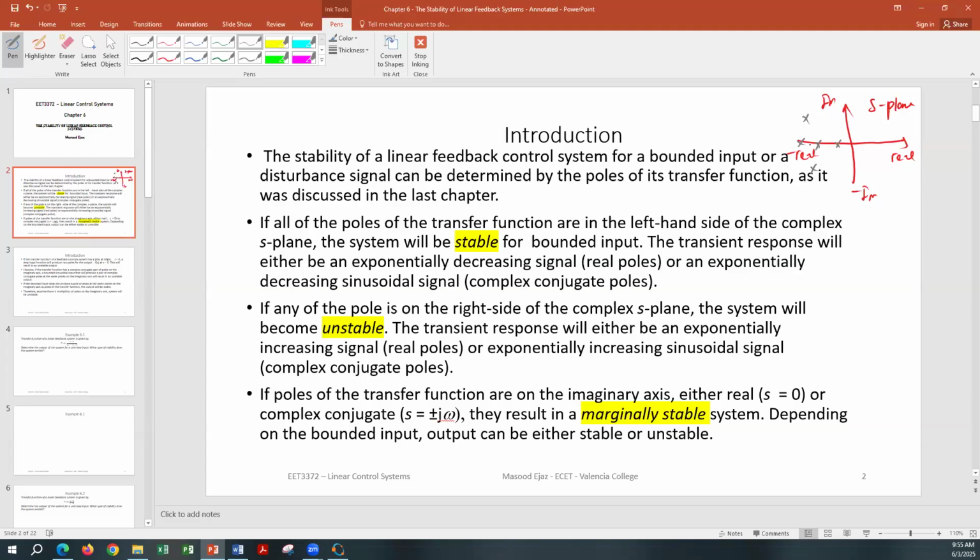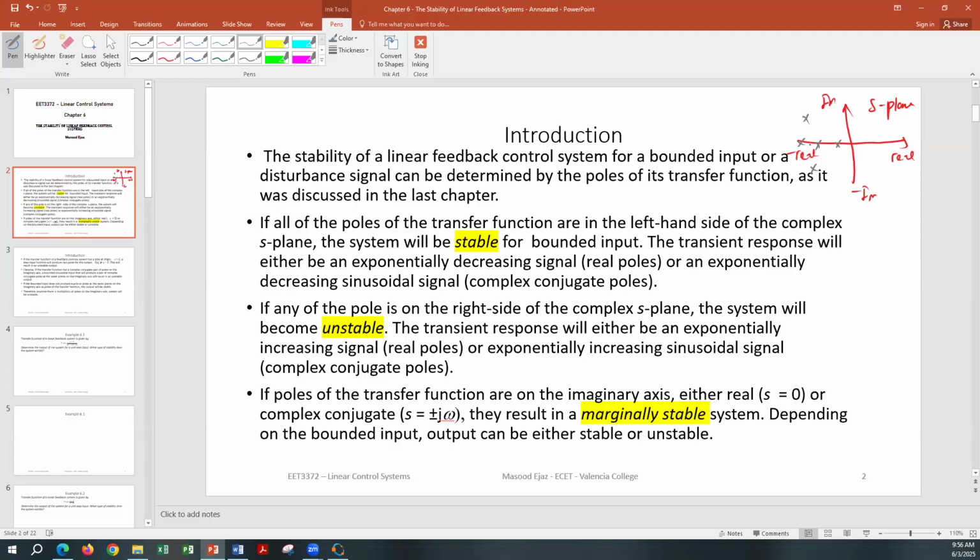So if your input is a stable input, or what we call a bounded input, it means an input that, when you are increasing the time value, is bounded between two limits or two values, like a sinusoidal value or a DC value. Those inputs are called bounded inputs. Whereas inputs like a ramp input or parabolic input are not bounded inputs, they're unbounded inputs.